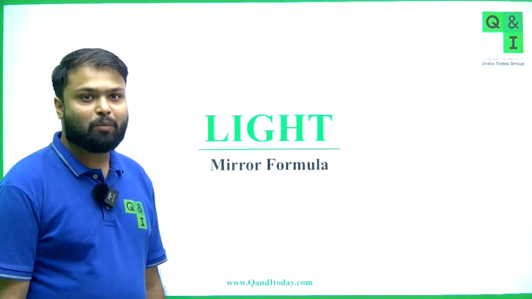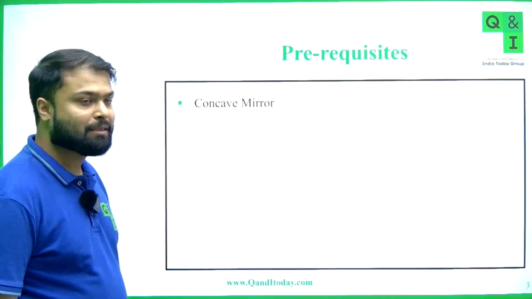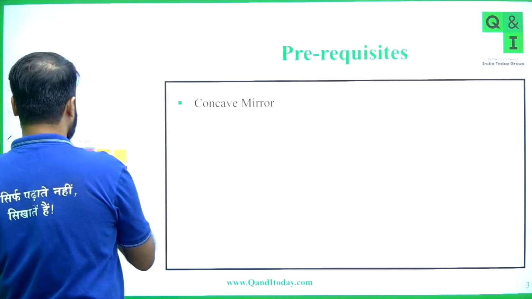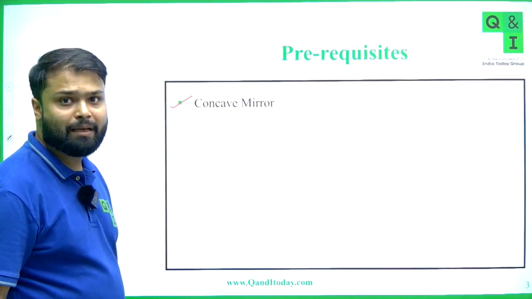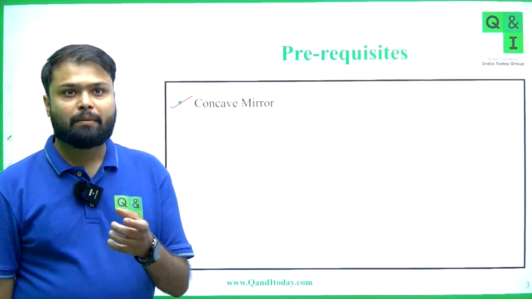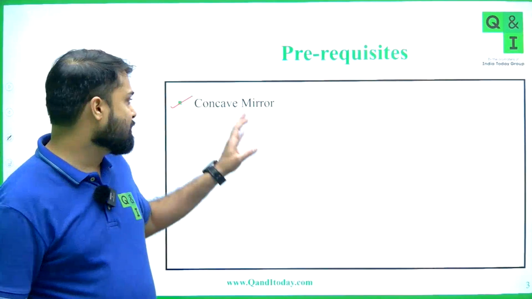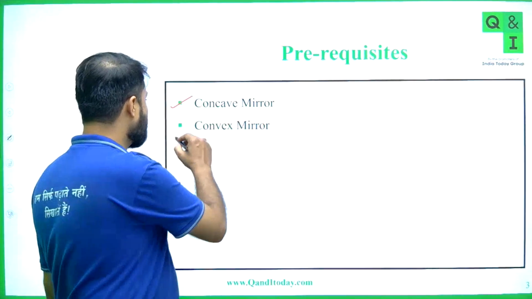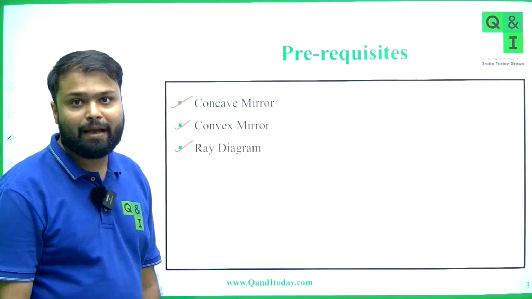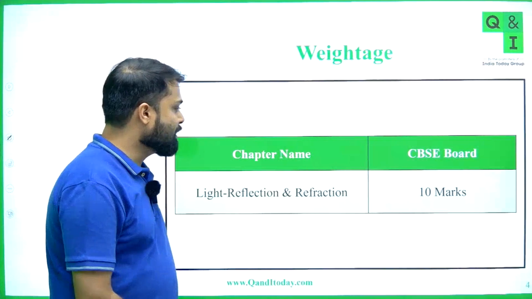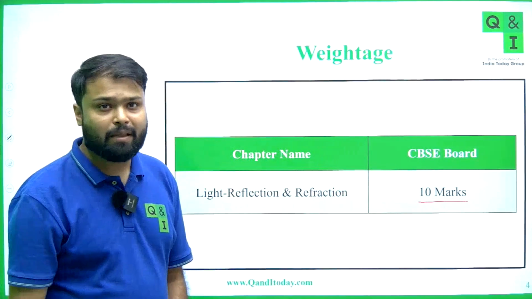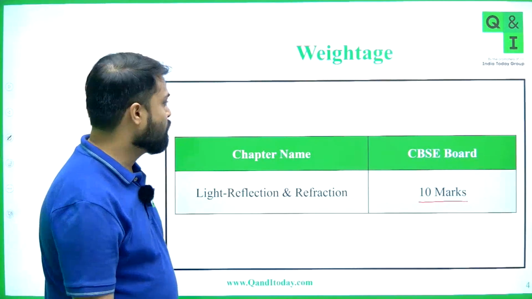Now, before starting the lecture, what are the prerequisites? First one is concave mirror. We already discussed concave mirror, yes or no? Rules for making ray diagrams, and for various objects placed, where the image is formed, we've already seen that. Similarly for convex mirror and its ray diagram. These are the prerequisites for today's lecture. And if we talk about the weightage, from this chapter approximately 10 marks of questions are asked in boards. So this chapter is very important, and easy one, yes or no?